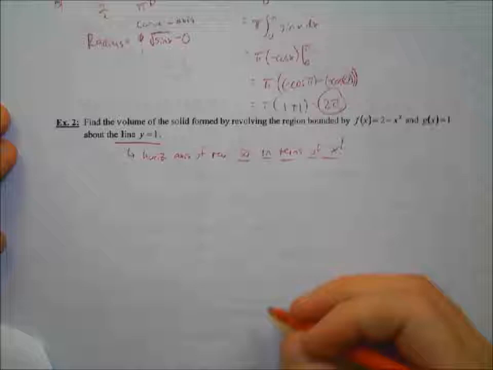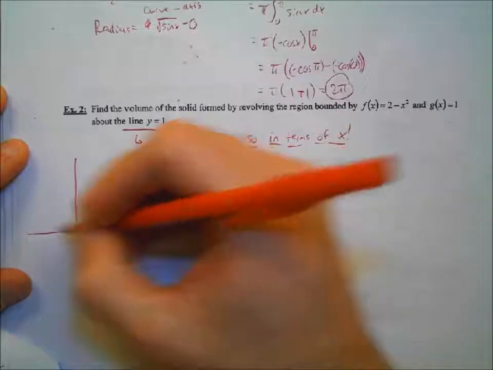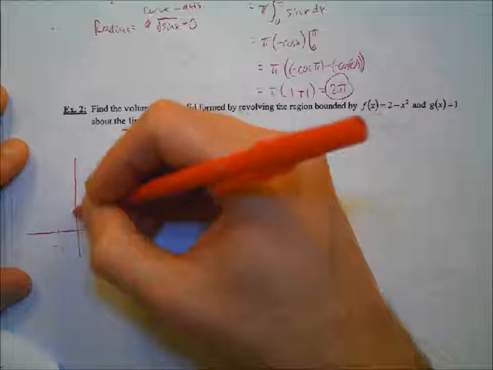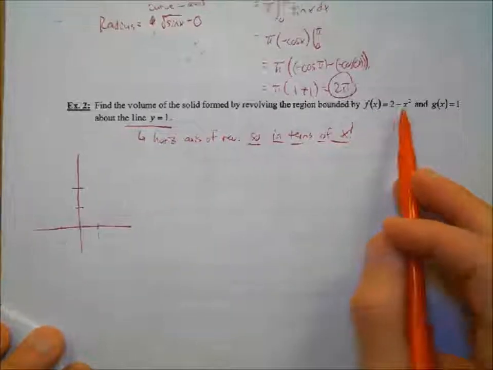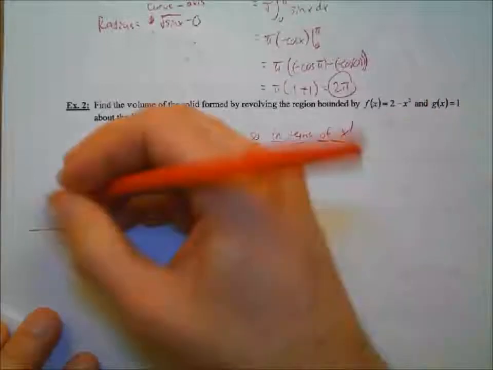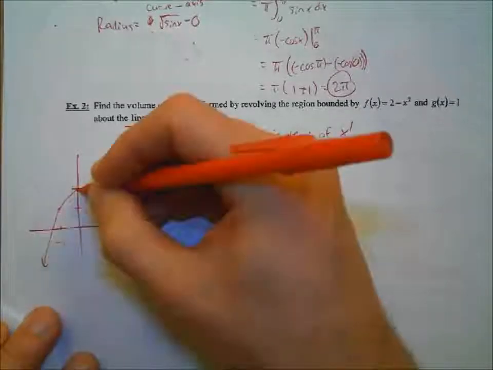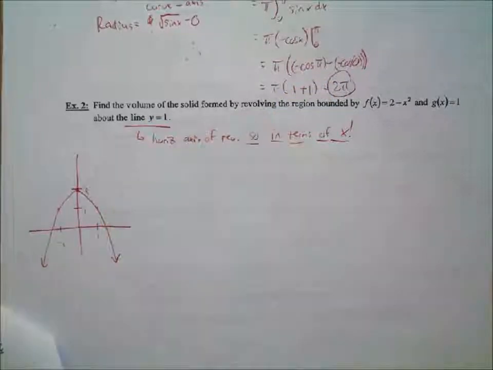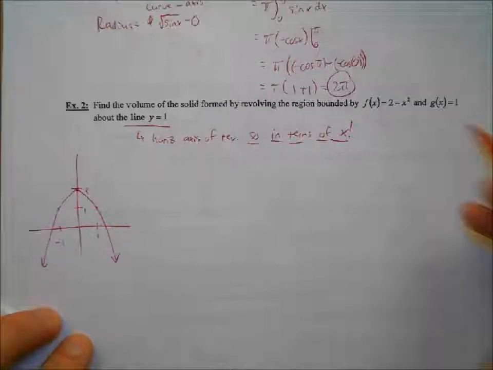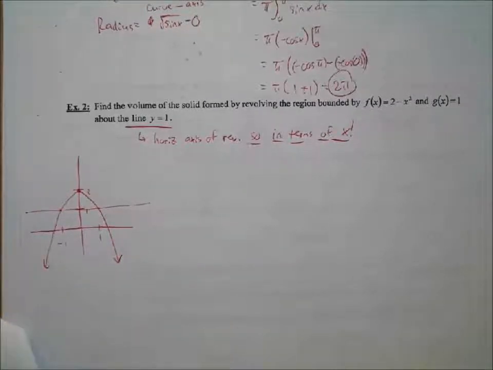All right, so let's again sketch this little region out here. We'll focus on the 2 minus x squared first. At 0, we're going to have the 2, and then at 1, it'll be negative 1 and 1. It's going to be a y value of 1 on both sides here. So it's going to be like this frowny face parabola, a sad parabola. We also have the line g of x equals 1 as another boundary for our region. That is a horizontal line, so it's going to look like this.